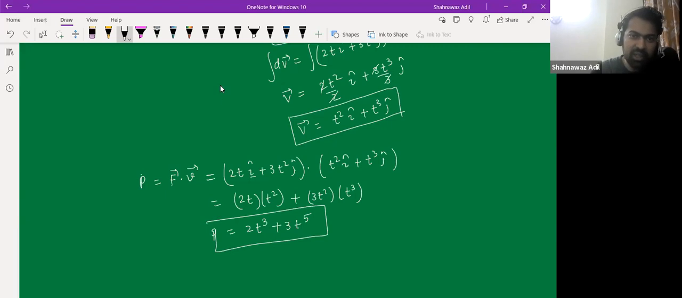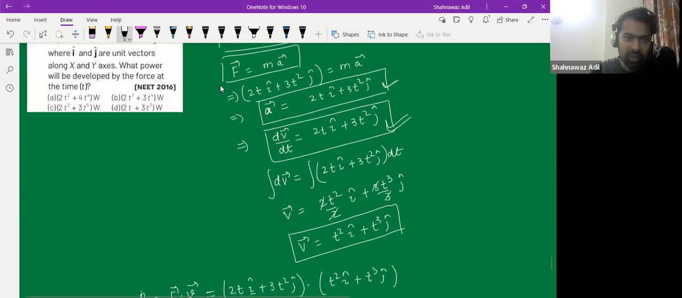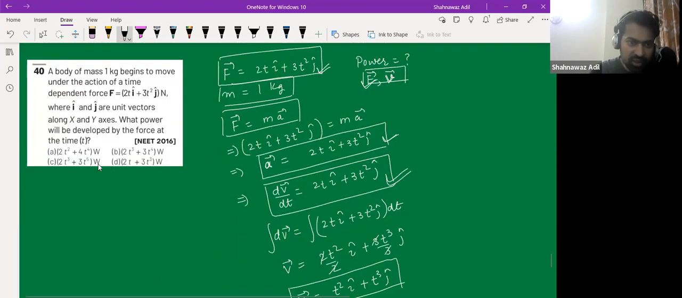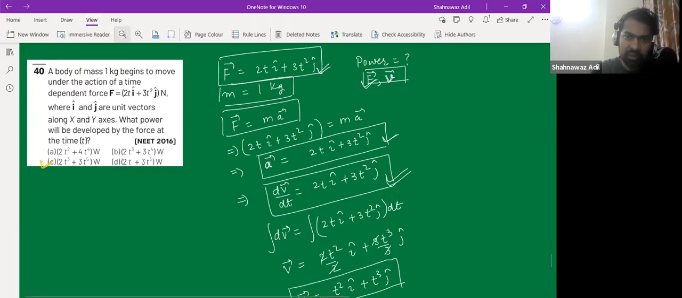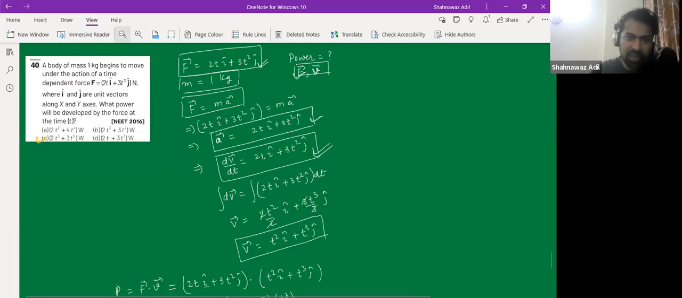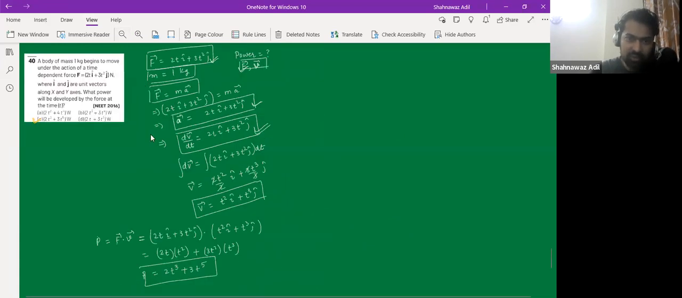Is this thing clear, guys? So where is the answer? Yeah, 2t cube plus 3t^5. This is the answer. Is this thing clear, guys? Please tell me if you guys have any doubt, right?